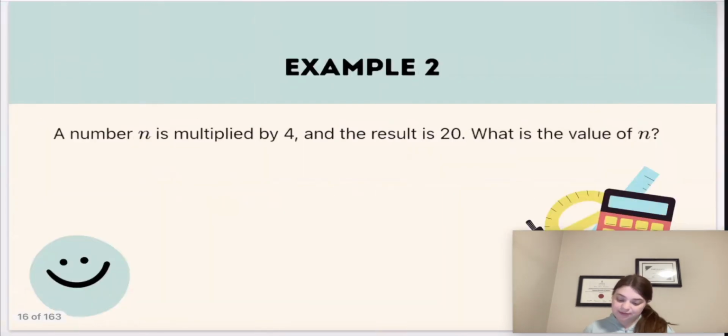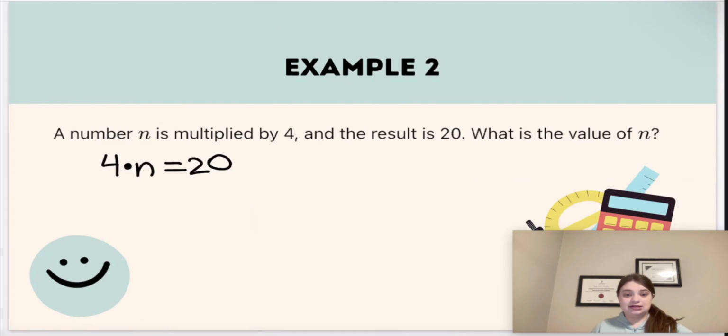Let's do a second example. A number n is multiplied by 4 and the result is 20. What is the value of n? In this case, we have n and it's multiplied by 4, so that's going to be 4 times n. And the result of 4 times n, according to this, is equal to 20. So they're wondering what the value of n is. With this one, we could just use trial and error and say, well, n must be 5 because 4 times 5 equals 20.